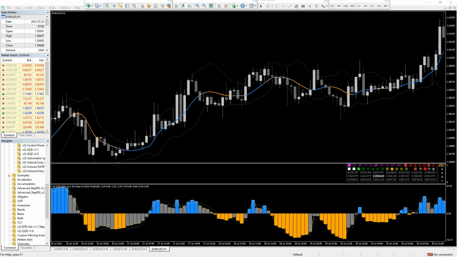This video is about the cQ-QQE. This is normally an exit indicator, but I've added a few things, and it could be used as a confirmation indicator as well. I did update version 1 to 1.1, and I fixed a few problems that it had.